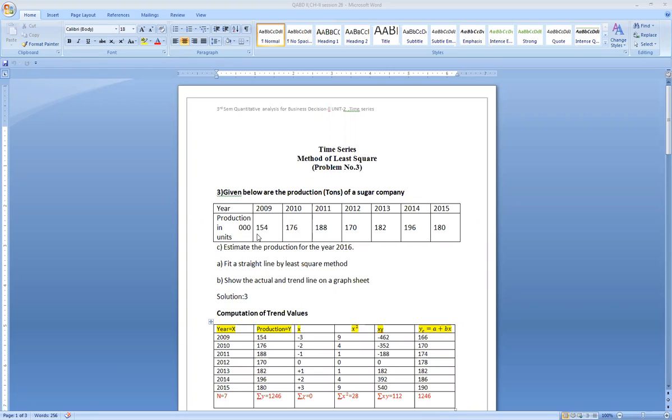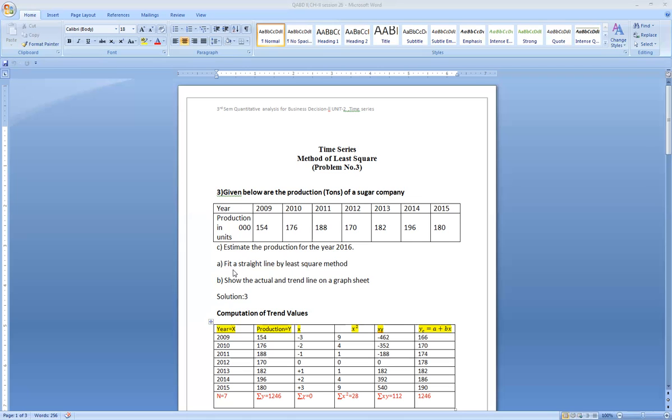The production is given in thousands of units. For 2009, it is 154,000 units. 2010 is 176,000. 2011 is 188,000. 2012 is 170,000. And 2013, the production is 182,000. 2014, 196,000. And 2015 is 180,000. All are given in thousands.